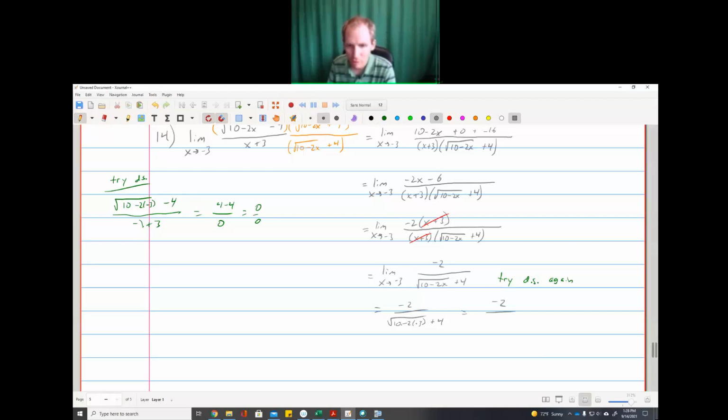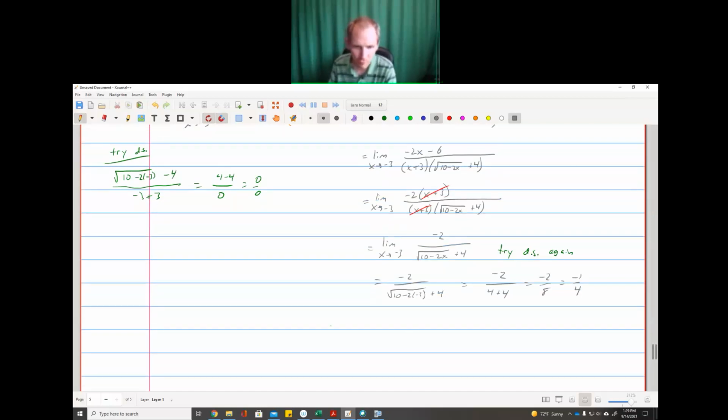So 2 times, be messy here. 2 times -3 is, it's minus 2 times -3. So however you want to cut it, it's going to be 10 plus 6 or 16. Take the square root, it'll get 4. So we get negative 2/8 or negative 1/4.